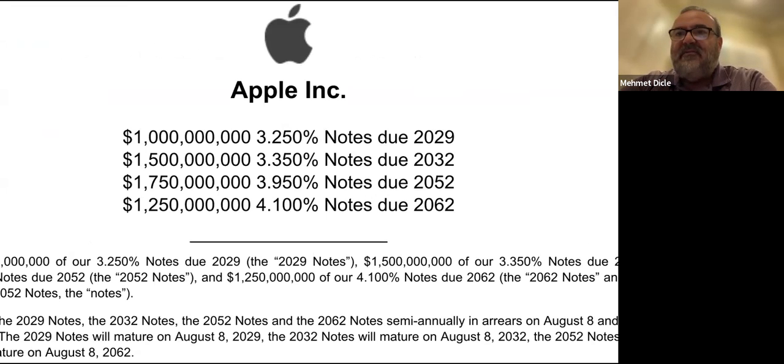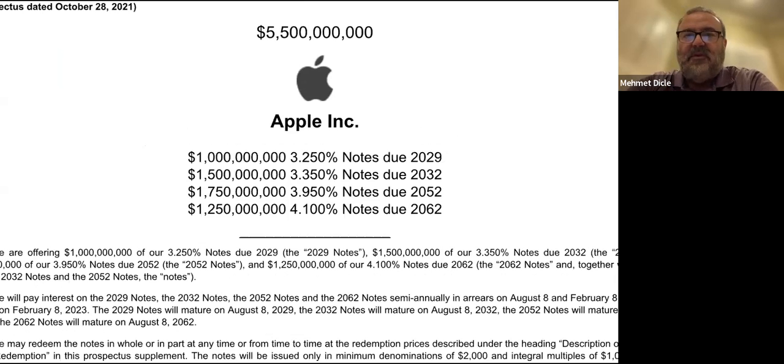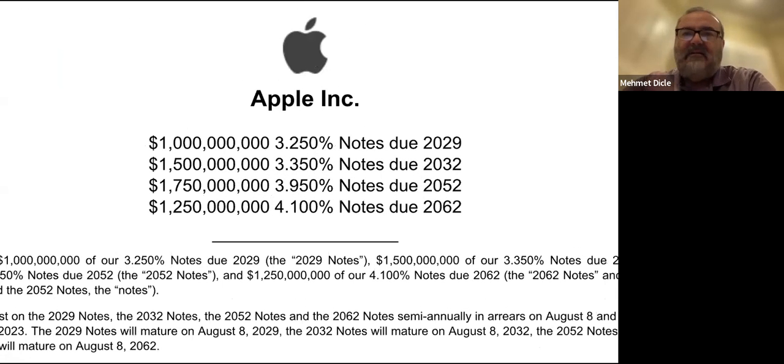Notice that we have an actual maturity structure here. We have 4 different issues. One matures in 2029. The second one matures in 2032. The third one, 2052. And the fourth one, surprisingly, 2062. So that's actually a 40-year bond. Even the US government doesn't have a 40-year bond. And then you have the face amounts. You have $1 billion, $1.5 billion, $1.5 billion, $1.75, and then $1.25 billion.